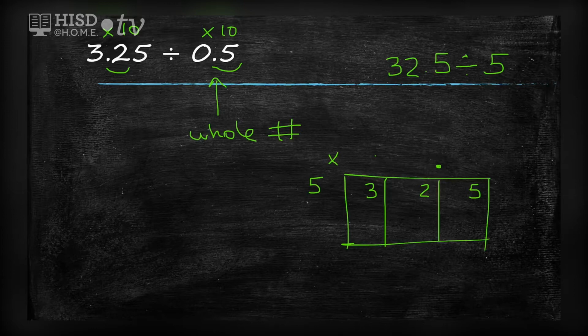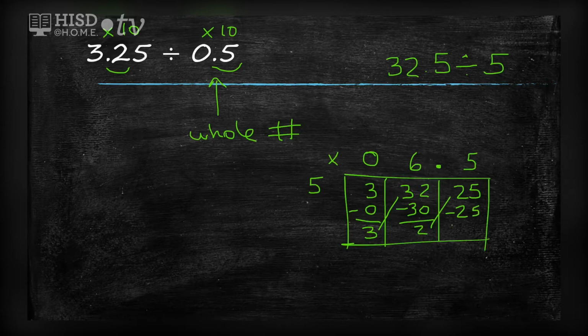So how many times does 5 fit inside of 3? That's 0. If I subtract 0, that's gonna be 3, and now I have the number 32. How many times does 5 fit inside of 32? That's 6 times. That's equal to 30. That's a remainder of 2, and now I'm gonna have 25. How many times does 5 fit inside of 25? That's exactly 5. And like that, I just close my division, and that means that my answer is going to be 6.5. This is gonna be the best strategy to divide decimals.